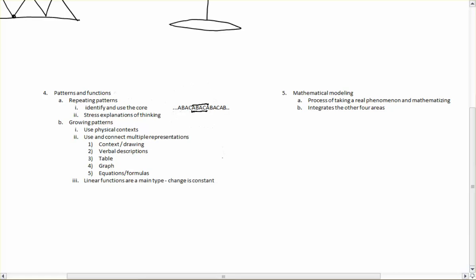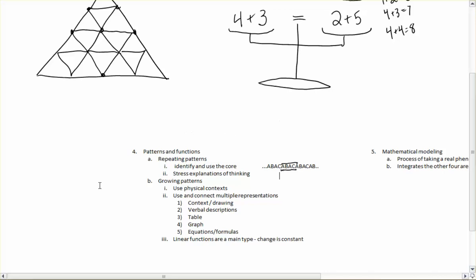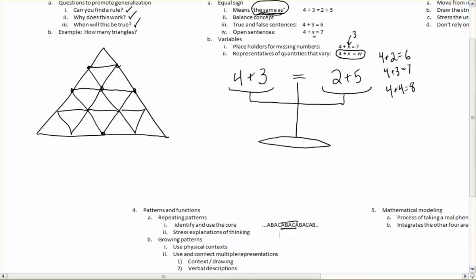The main thing to do with kids here is have them do a lot of explaining of their thinking about how they recognize these. Quickly, we want to move on to growing patterns, where it's not necessarily something repeating over and over again, but instead something growing. An example of this was the number of triangles that we looked at up here. Here's a growing pattern in a physical context. We drew a triangle, we drew 4 triangles, we drew lots of triangles. It's growing after every step.